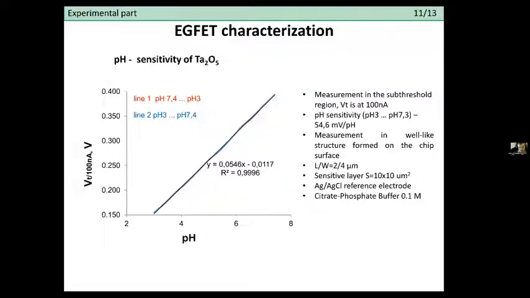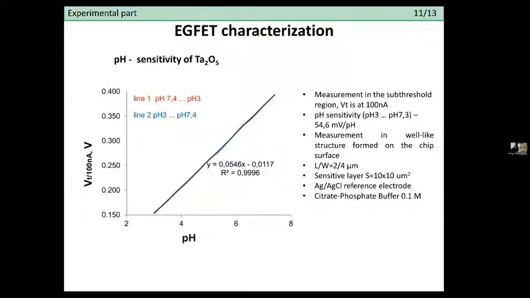There are actually two curves here. The forward curve, which was obtained when changing pH values from low to high, from 3 to 7.4, using the same buffers, citrate phosphate buffer. And then the reverse line, which was obtained by changing the pH values from high to low. And they are extremely similar and they conform to each other, which is a direct consequence of having a low hysteresis of the structure and of the chemical stability of the tantalum pentoxide.